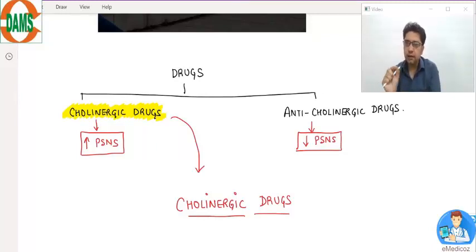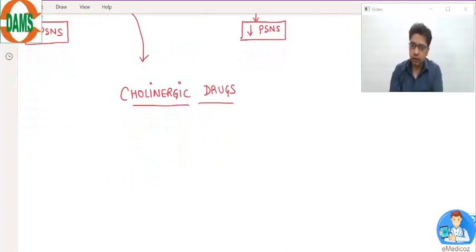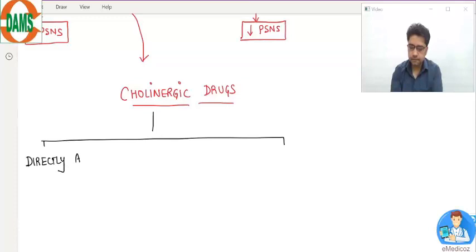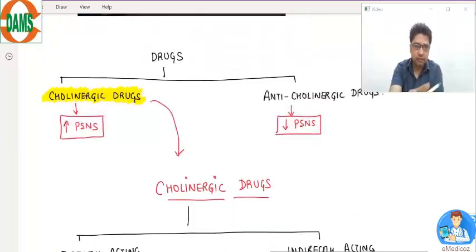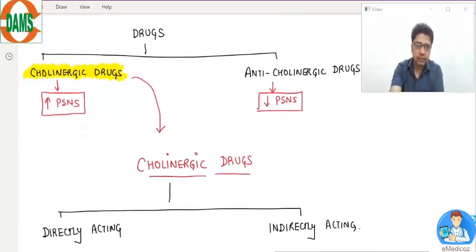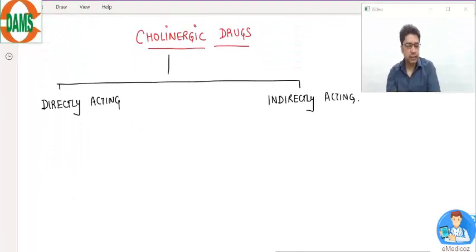Cholinergic drugs will increase parasympathetic activity in the body. Cholinergic drugs are of two types: either they are directly acting or they are indirectly acting. This is the first slide of today's class, cholinergic and anticholinergic drugs. We are starting first with cholinergic drugs, which are divided into two types, directly acting and indirectly acting.